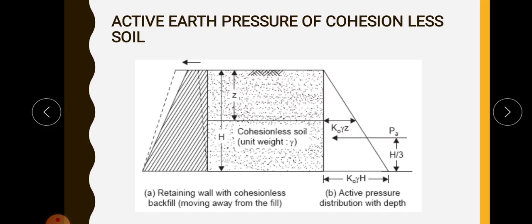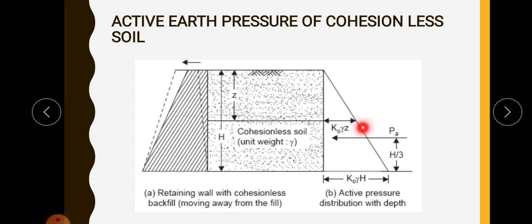Okay. Then first we can consider the first case, that is active earth pressure of cohesionless soil. For that, consider a cohesionless soil of unit weight gamma, and the height of the retaining wall is capital H, and we are considering the soil mass at a depth Z. For that depth, what will be the earth pressure?